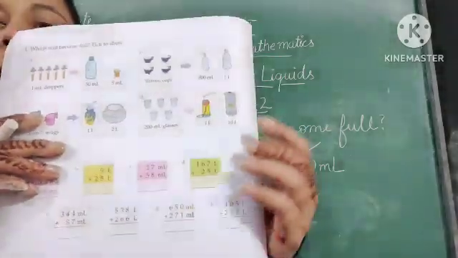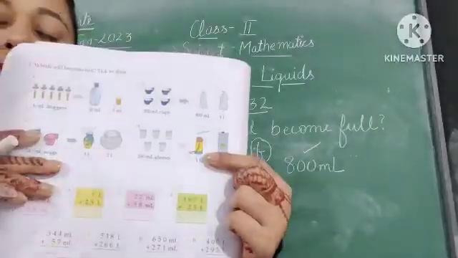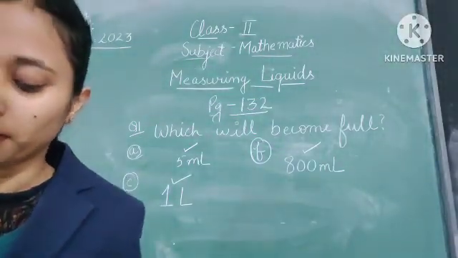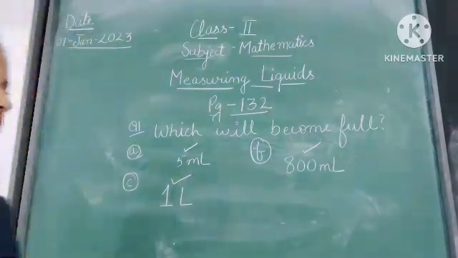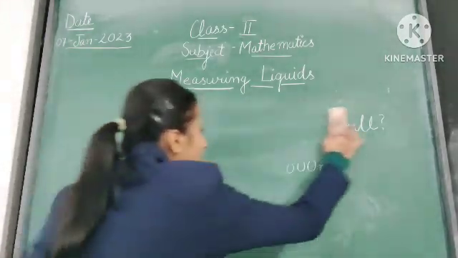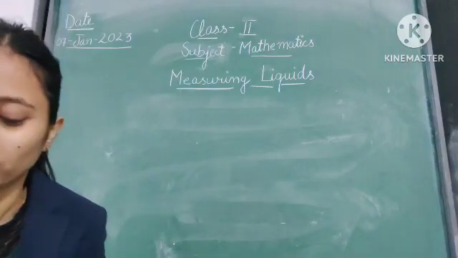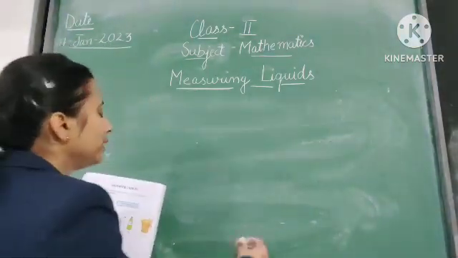Students, for part D, you are supposed to try this on your own, and this is your homework for today. So today we learnt about measuring liquids, how we measure liquids, and the units that we use to measure liquids. The units we use are liter for bigger quantities and milliliter for smaller quantities. We also learned that 1 liter is made up of 1000 milliliters.